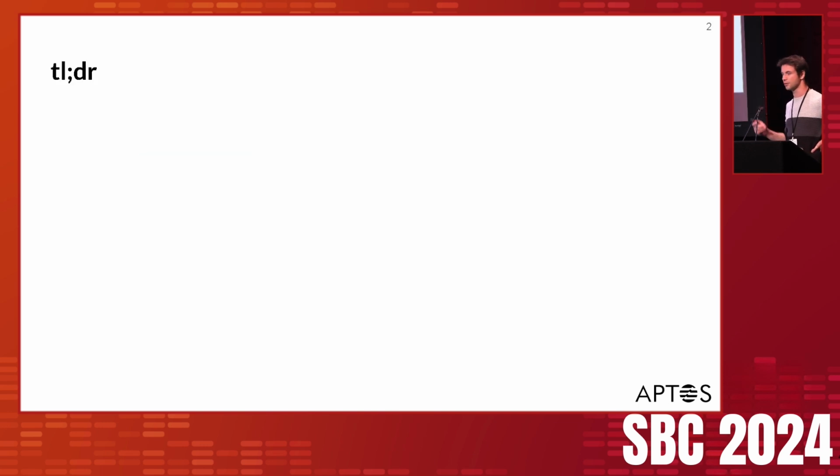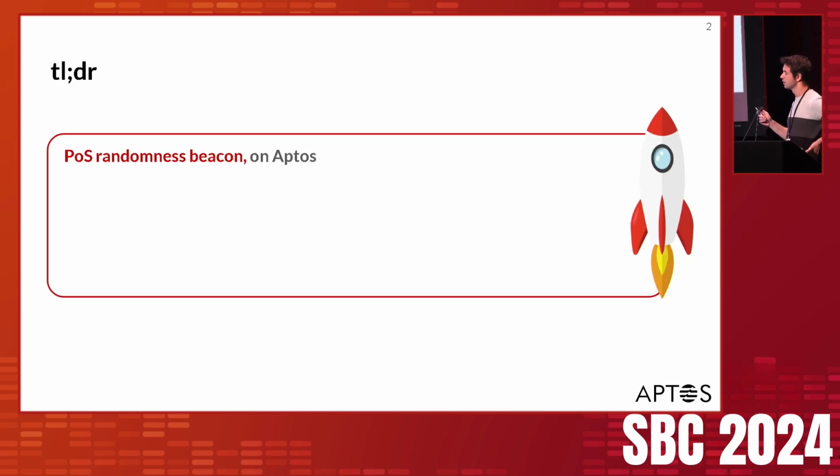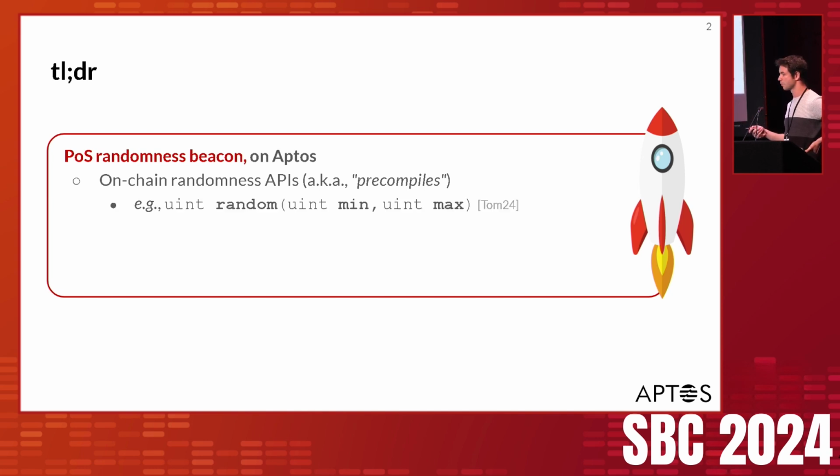And the TLDR for this talk is the following. We have a proof-of-stake randomness beacon on the Aptos network. What this means is that there's an on-chain randomness API that smart contracts can call, like precompiles in Ethereum. For example, a function that returns a random integer between min and max. And this API is instant. You call it, it instantly returns to you the number, and it's cheap.